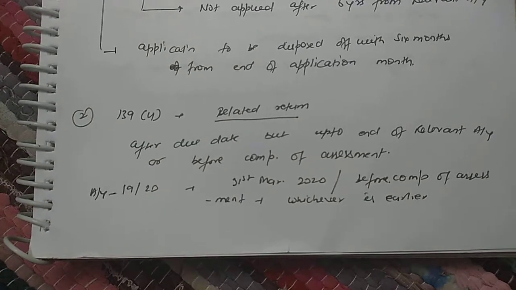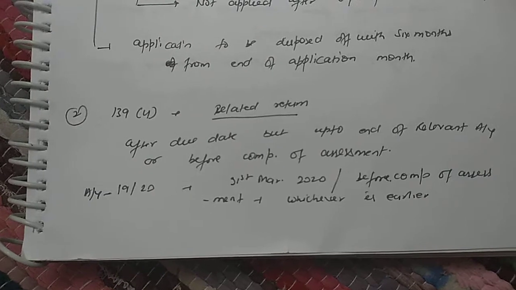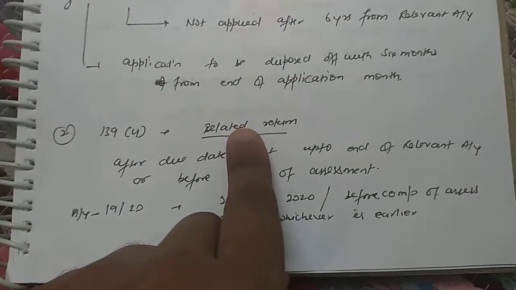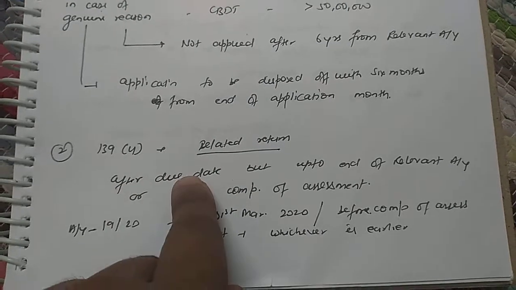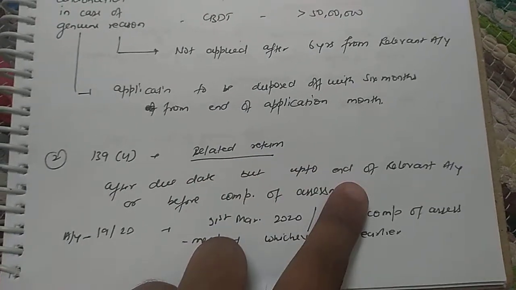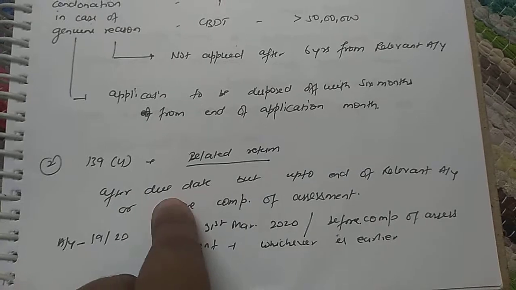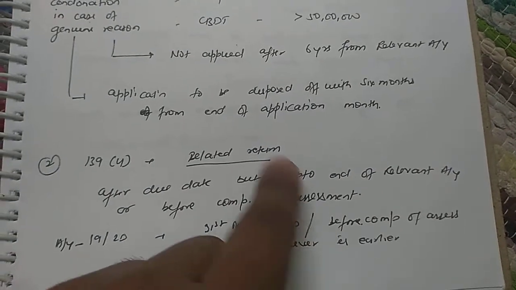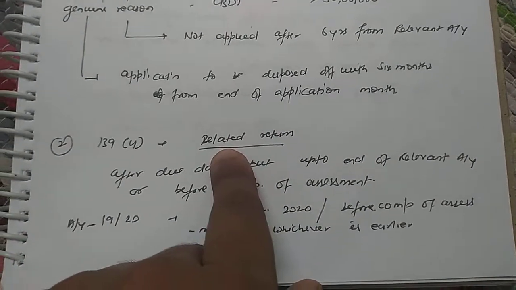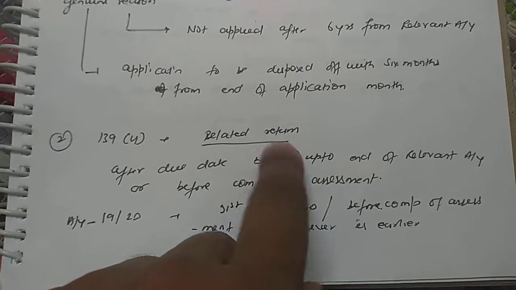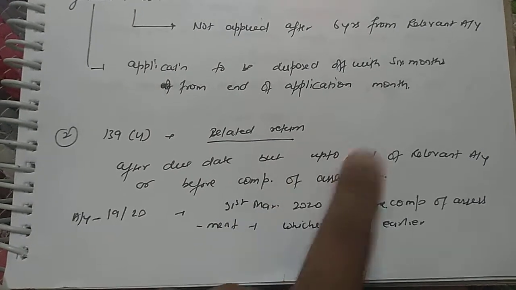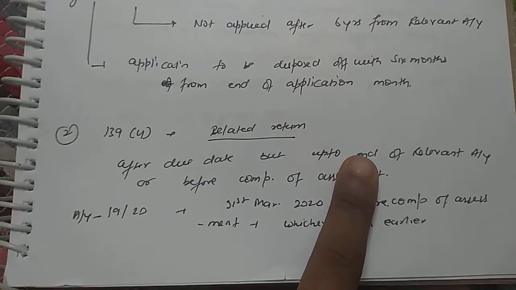Now let's move forward and talk about section 139(4), which talks about the belated return. A belated return is a return which is filed after the due date but up to the end of the relevant assessment year, or before the completion of the assessment. If the return is not filed within the due date, then that return is called a belated return, and it can be filed up to the end of the relevant assessment year.